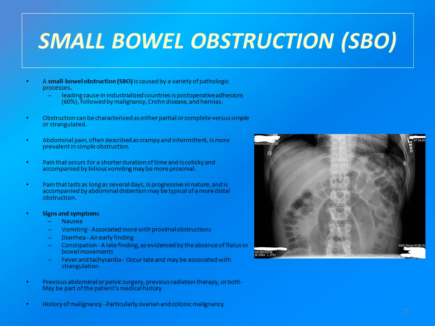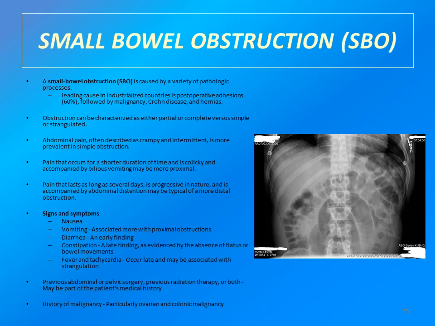Obstruction can be characterized as either partial or complete versus simple or strangulated. Further, abdominal pain is also described as crampy or intermittent. Pain that occurs for a short duration of time and is colicky and is accompanied by bilious vomiting may be more proximal. However, pain that lasts as long as several days or is progressive in nature may be accompanied by abdominal distension and may be typical of more distal obstruction.